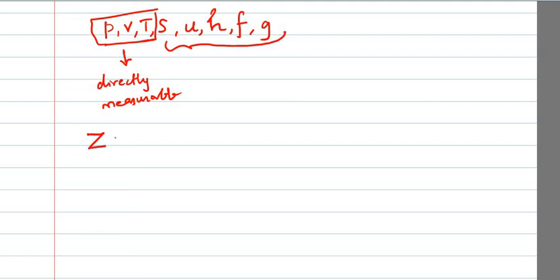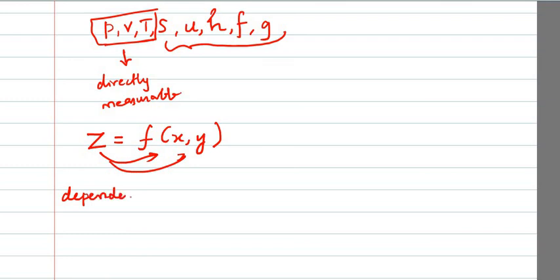Consider Z is a function of X and Y. This Z is dependent on X as well as Y. So this Z is a dependent variable, and this X and Y are called independent variables.